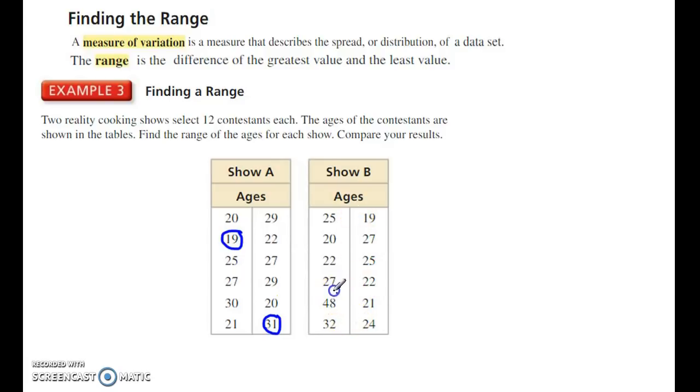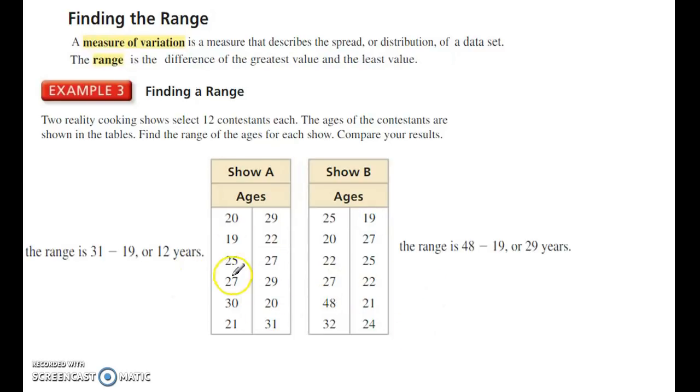Over here, we've got someone who's 48, and also someone who's 19. So it's fairly easy to see that the range in B is greater than the range in A. To be exact, the range in A is 12. The range in B is 29. So these data values are more spread apart.